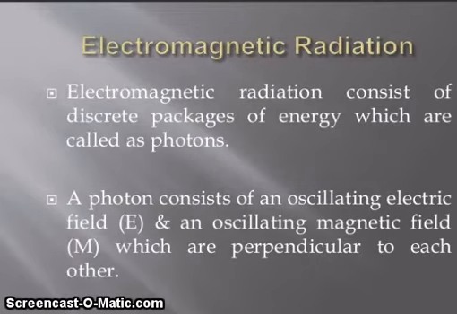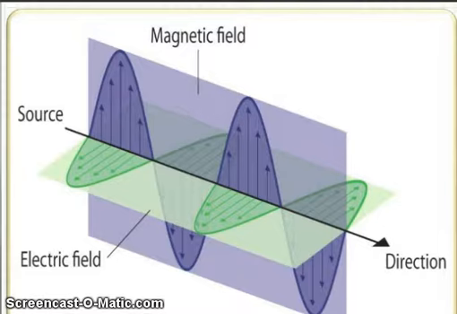Electromagnetic radiations. Electromagnetic radiation consists of discrete packages of energy which are called photons. A photon consists of an oscillating electric field and an oscillating magnetic field which are perpendicular to each other. You can see the source and directions, electric field and magnetic field.